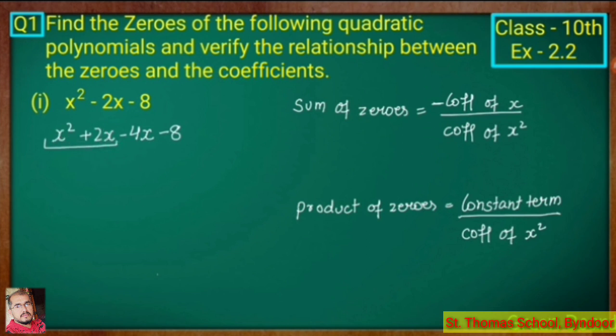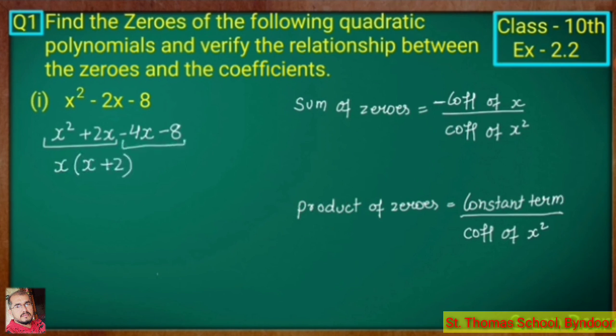Then grouping: x square and plus 2x I group together, and x is the common term, so x plus 2 is remaining. Next, I take minus 4 outside for the terms minus 4x and minus 8, and x plus 2 is remaining. Now x plus 2 is common, and the remaining is x minus 4. So x minus 4 and x plus 2 are the two factors we are getting.